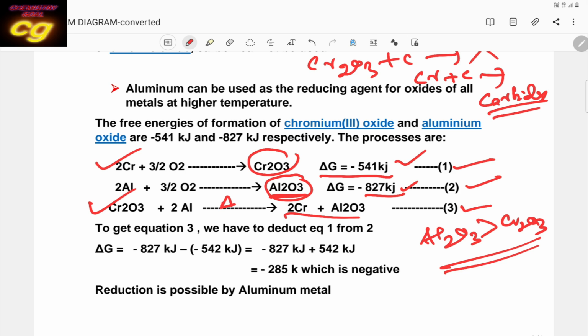We have to deduct equation 1 from equation 2. This is equation 1, this is equation 2. So deduct equation 1 from equation 2. If you deduct equation 1 from 2, then this will be a minus sign.